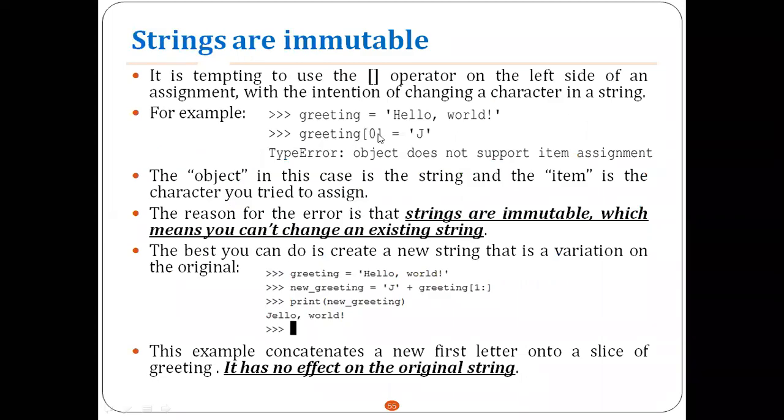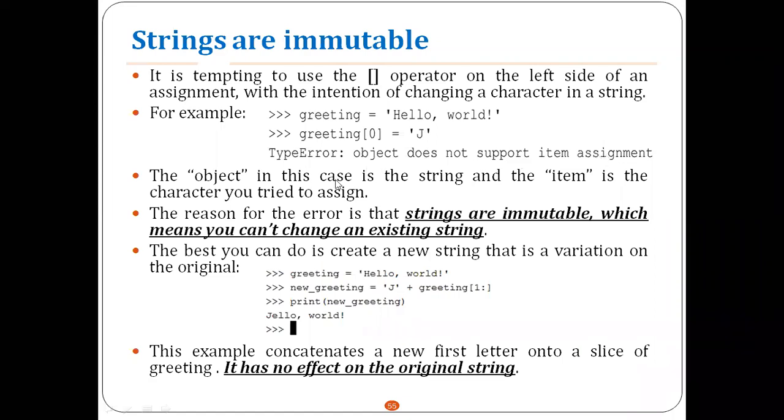Here greeting is a string whose contents are hello, then a comma, then a space followed by world and an exclamation mark. What I'm trying to do is change the value of the first index. That is, greeting[0] = 'j'. Instead of h, I want to change it to j. At that time, it will give an error message stating that the object doesn't support item assignment.